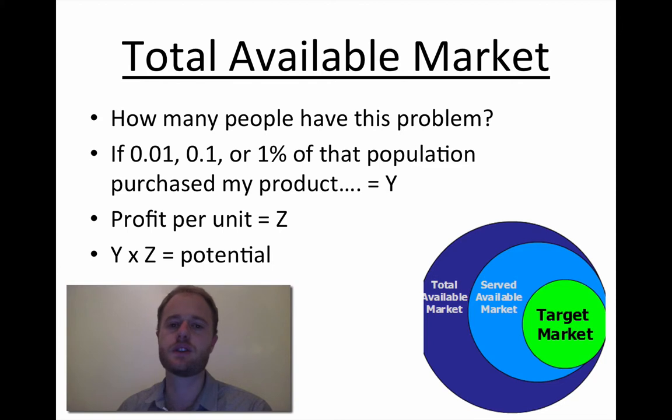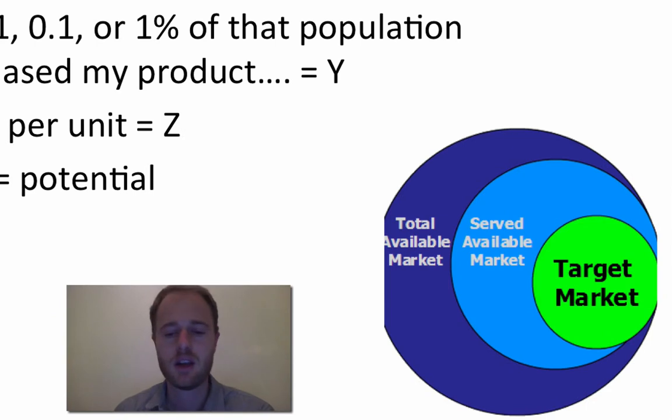First thing you want to do is find the total available market. So this is looking at how many people have this problem, and if I were to get just either 1%, 0.1%, or 0.01% of that market, how much potential money is there for me to make? If you look at this diagram down here, the biggest circle is the total available market. Then you look at the available market that's being served, so the current solutions. And then you look at your target market. If I were able to get 1% of that, how much money would that potentially be?